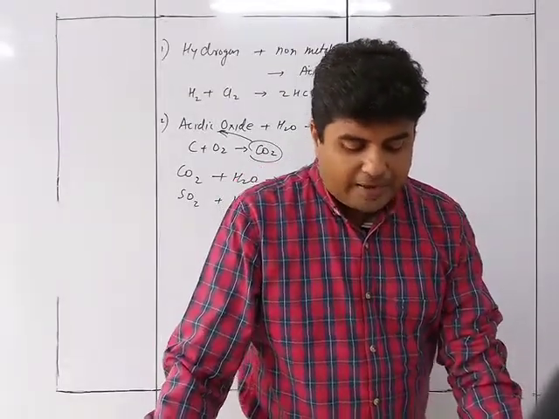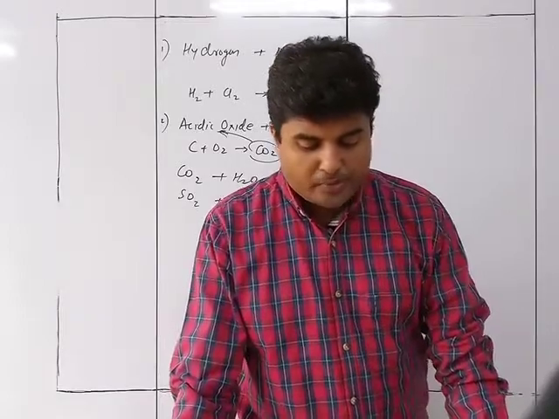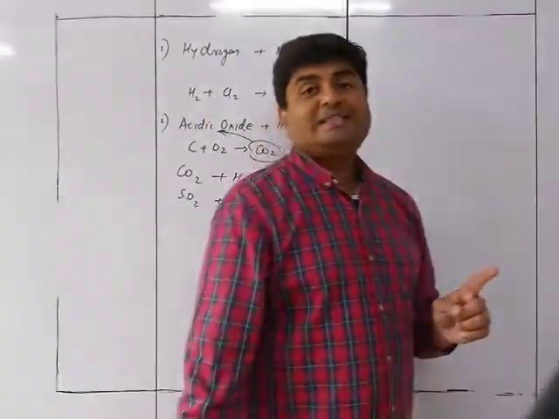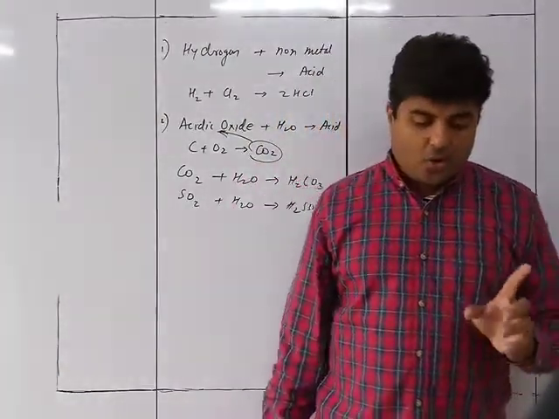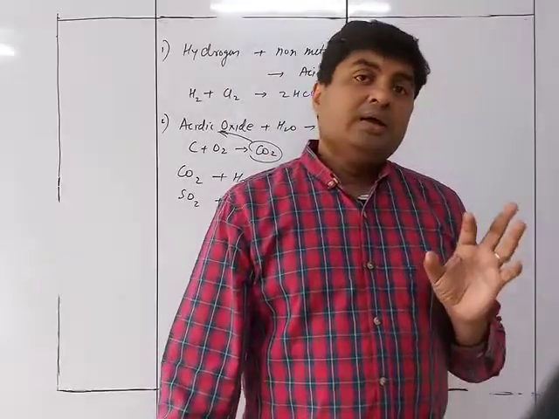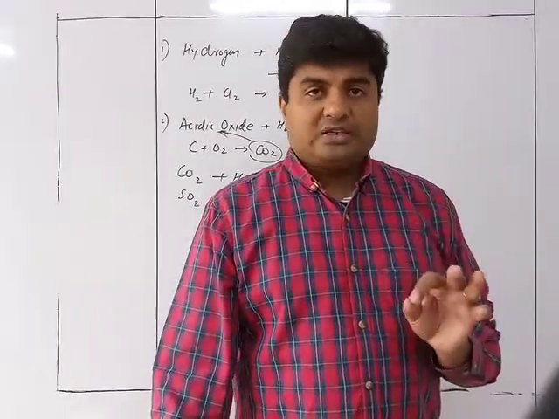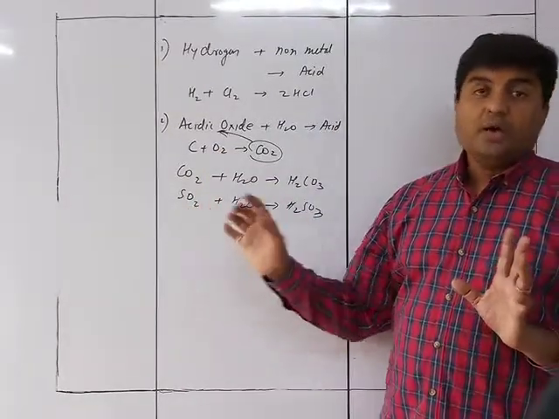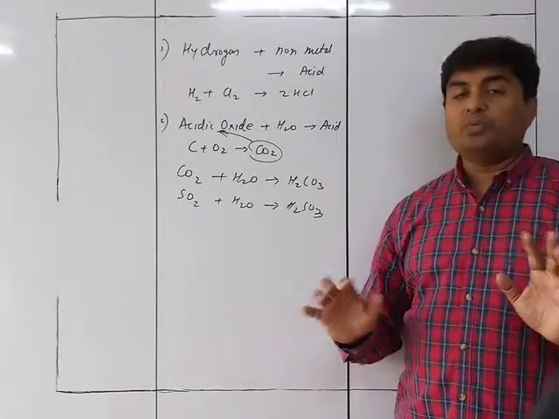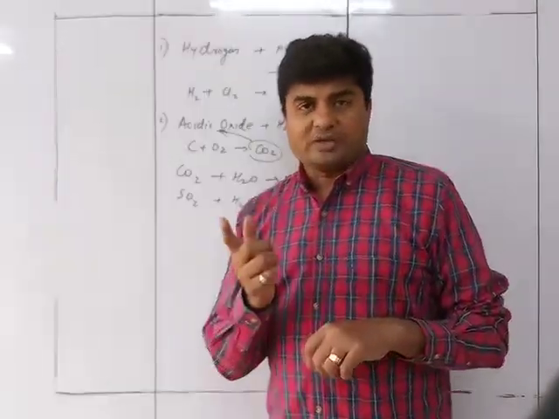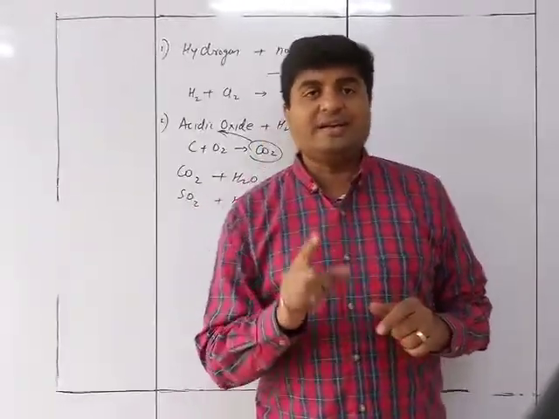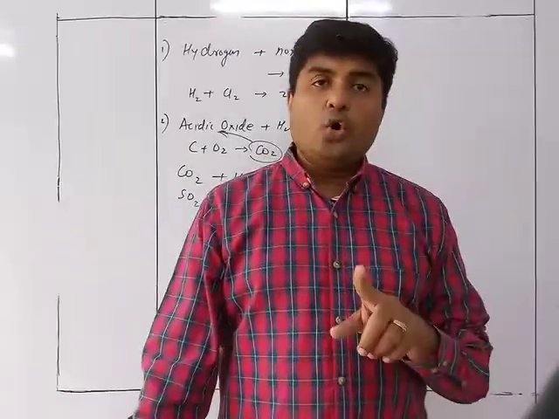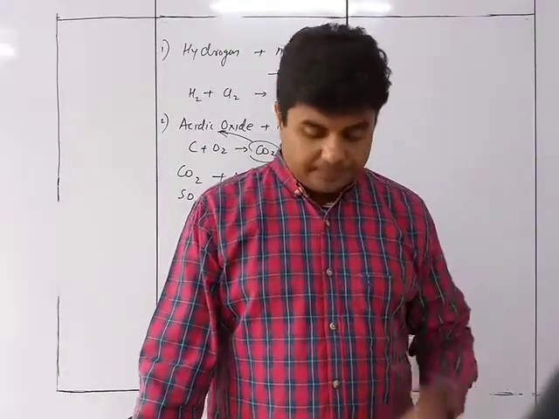Neutral oxides such as carbon monoxide and nitric oxide do not produce acid when made to react with water. This is very important to remember. CO, carbon monoxide, and NO, nitric oxide, are neutral oxides. CO2 is an acidic oxide, whereas CO is a neutral oxide. No doubt it is a non-metallic oxide, but it is not acidic in nature. That's the reason it doesn't form an acid. So NO and CO do not form an acid.